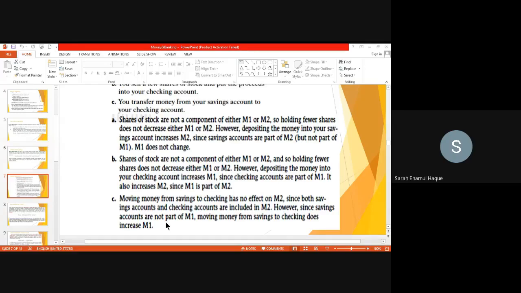But now the question is, what will happen to M2? The answer is there is no effect on M2. It will neither increase nor decrease. Why? Because you are basically just moving one form of money to another form of money in M2. It was first savings deposit, now it is just part of current account or checking account. There's no change. Therefore, there is no effect on M2. Okay, is that clear?